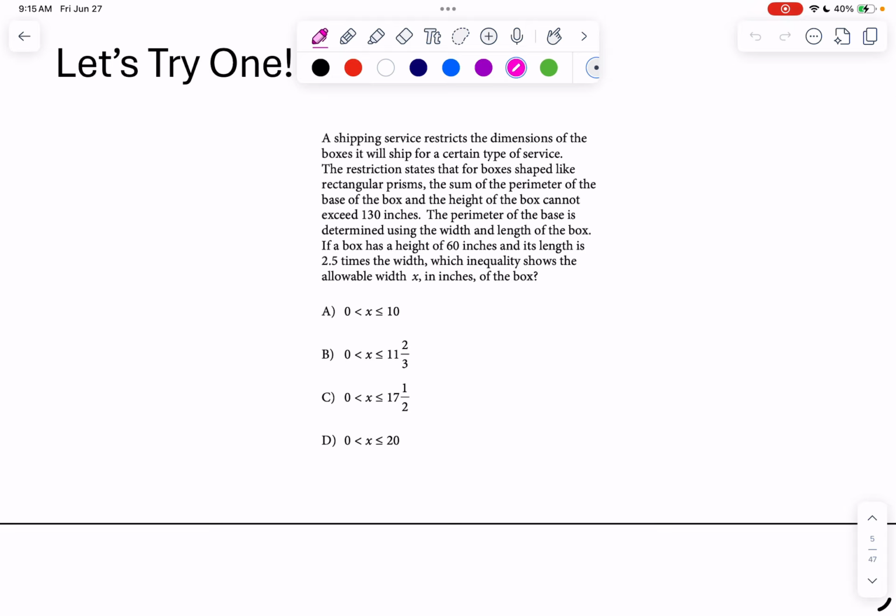A shipping service restricts the dimensions of the boxes it will ship for a certain type of service. The restriction states that for boxes shaped like a rectangular prism, the sum of the perimeter of the base of the box and the height of the box cannot exceed 130 inches. The perimeter of the base is determined using the length and the width of the box. If a box has a height of 60 inches and its length is 2.5 times the width, which inequality shows the allowable width X in inches of the box?